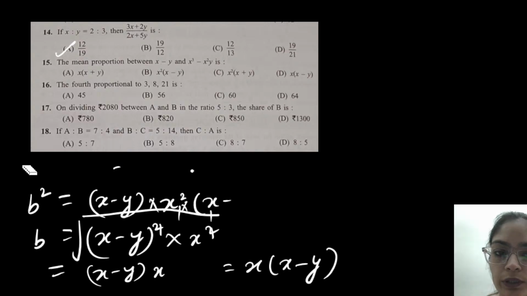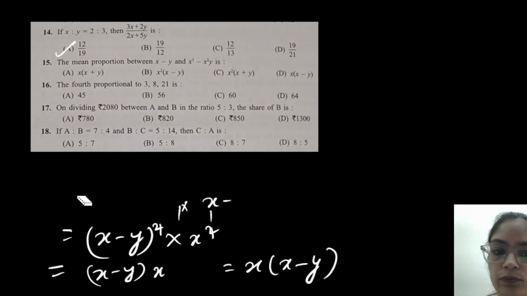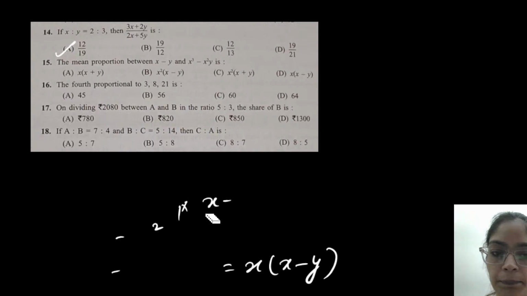So if we have to find the fourth proportion, which formula can we apply? We'll do just this question. The remaining questions you can just try because it's already 6 o'clock, so I don't want to take more time. So the fourth proportion we have to find. Let's do this question only: 3, 8, 21, then x.